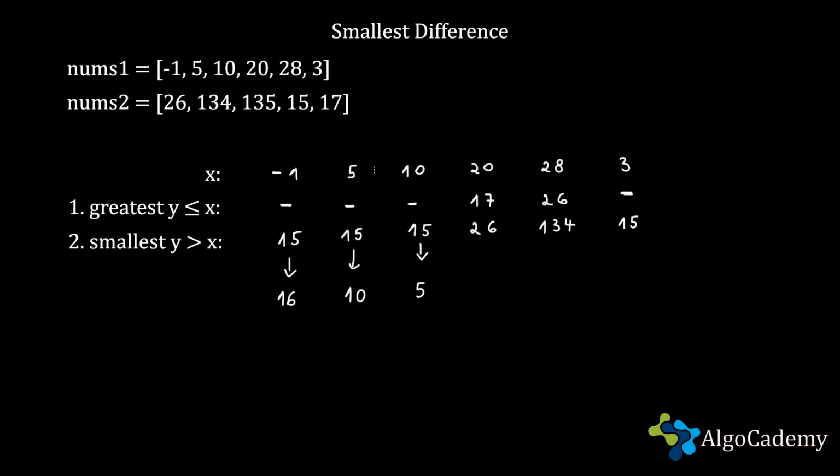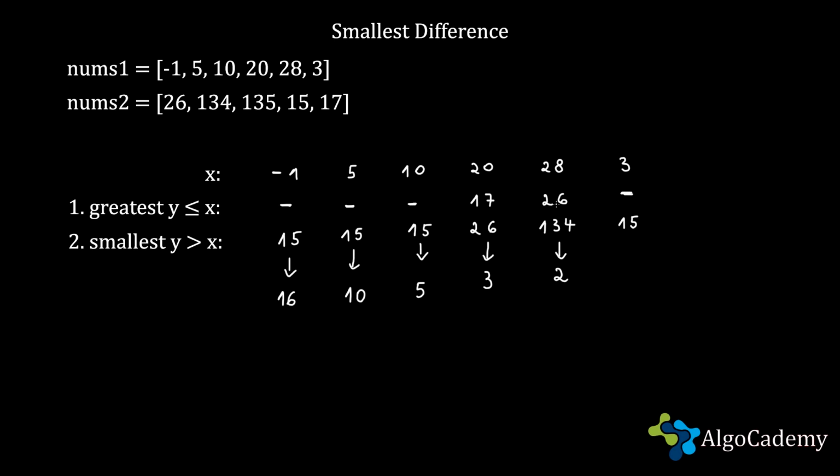Then for 20, we have two numbers, 15 and 17, which are less than or equal to 20, and the greatest one is 17. And then we have a couple of numbers greater than 20, and the smallest one is 26. So what is going to be the smallest absolute difference for x equals 20? Well, it is either 20 minus 17, which is 3, or 26 minus 20, which is 6. So we are going to choose 3. Then for x equals 28, we have 26 and 134. So we have either 2 or 106, I think. We are going to choose 2.